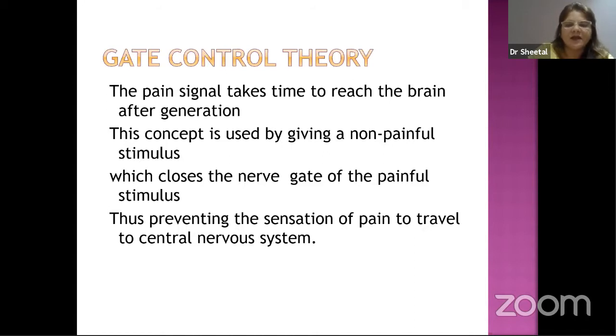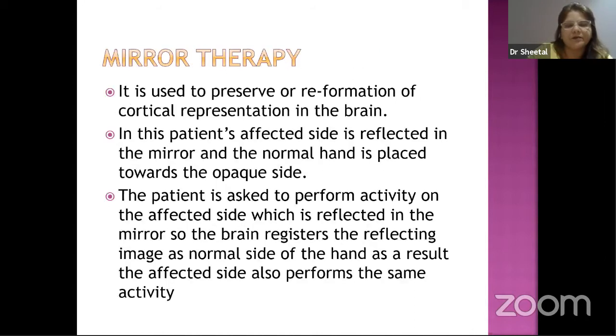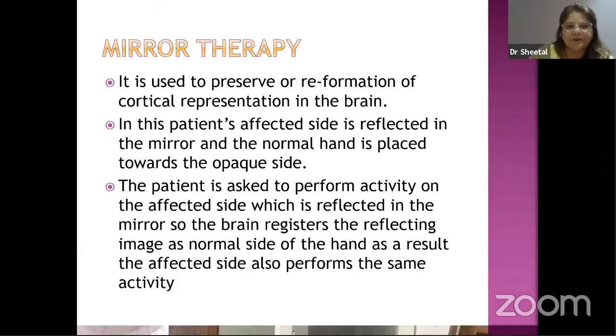So we use this concept, thus preventing the sensation of pain from traveling to the central nervous system. Mirror therapy is used to preserve or reform the cortical representation in the brain. In this, the patient's affected side is reflected in the mirror and the normal hand is placed towards the opaque side. The patient is asked to perform an activity on the affected side, which is reflected in the mirror. So the brain registers the reflecting image as the normal side of the hand, and as a result, the affected side also performs the same activity.